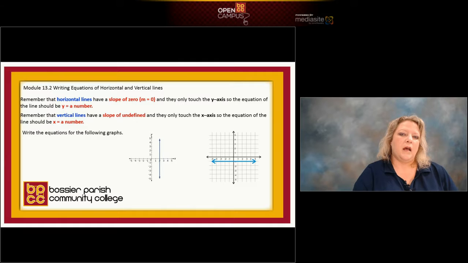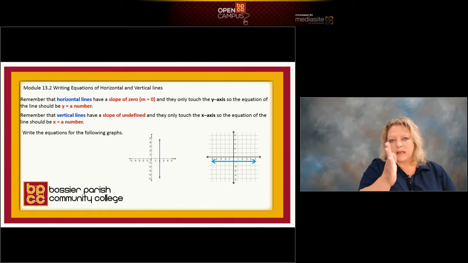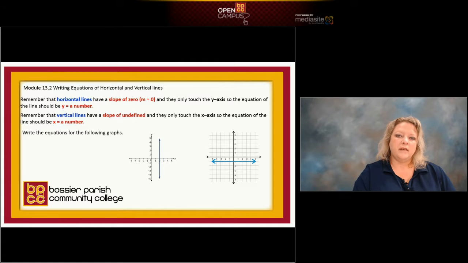Then you have a vertical line. A vertical line runs up and down, but it doesn't go left to right, so its slope is undefined. And because its slope is undefined, it only touches the x-axis, which means it only has x equals the number.